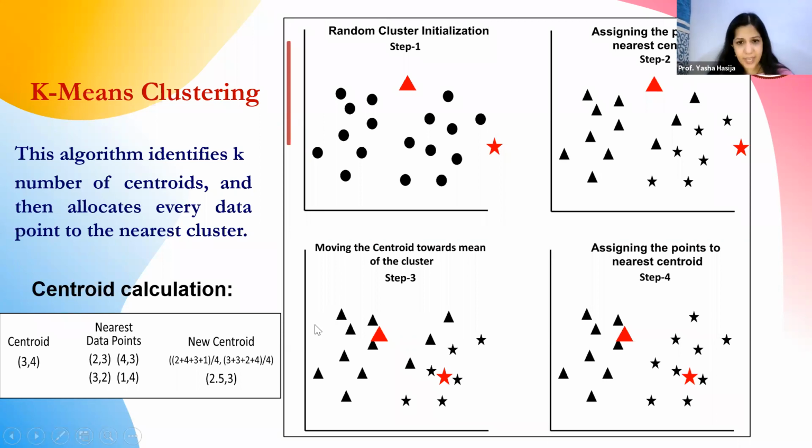Now you would move the centroid towards the mean of the cluster. So my centroid now moves from this particular triangle here to this particular triangle here, the red triangle. And similarly, my red star also moves from this position to this position in step 3, towards the mean of the cluster. And then again, you would assign the points that are nearest to the centroid. So this is an iterative process, and you keep on allocating the data that is nearest to the cluster. Therefore, this data set has been classified into 2 clusters based upon the distances between the centroids of the clusters.